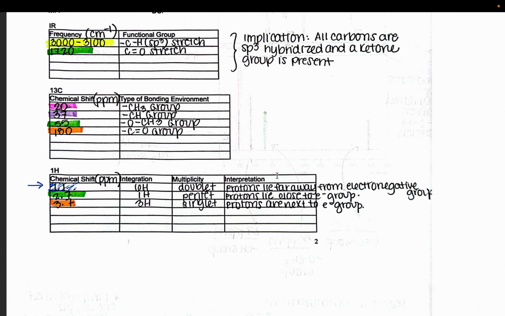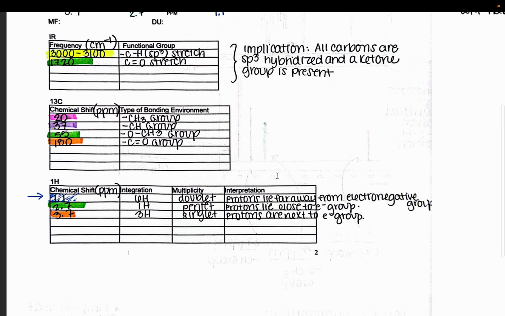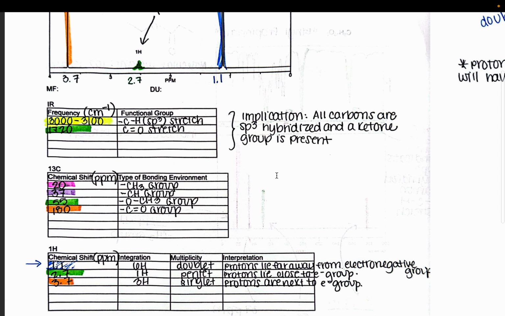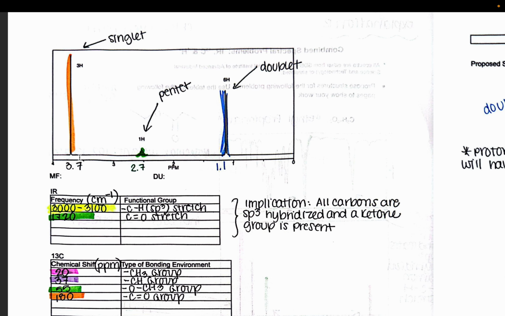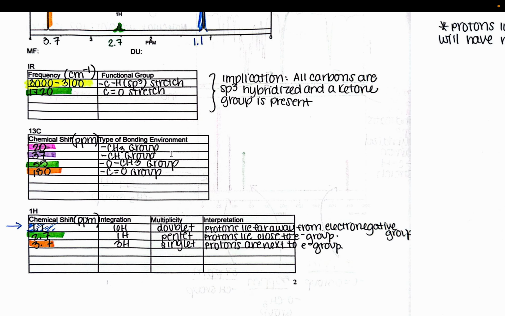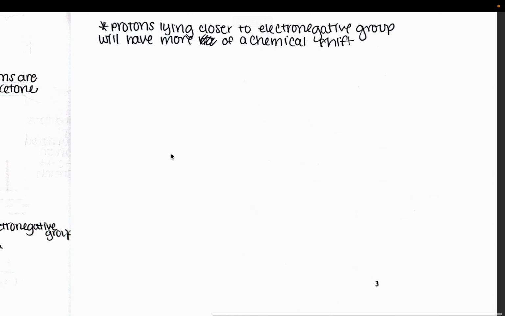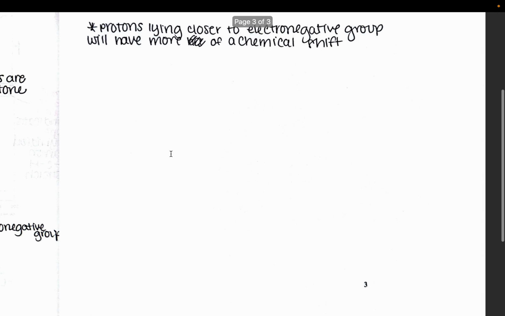Something important to note for our doublet, that's indicative that the protons lie far away from the electronegative group. So that's right here at 1.1. When we're at our pentet here, the protons lie close to the group, so we know we're within range. And lastly, for our singlet, the protons are going to be very close to the electronegative group. Not as close as our pentet, though.